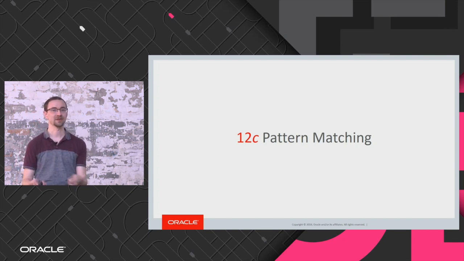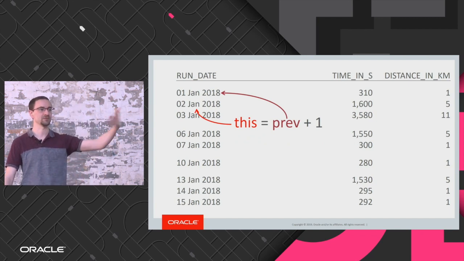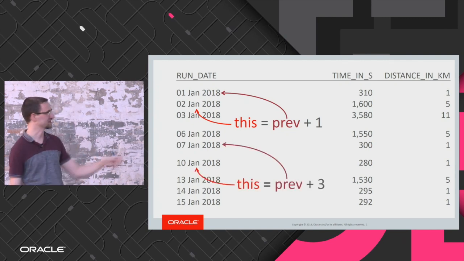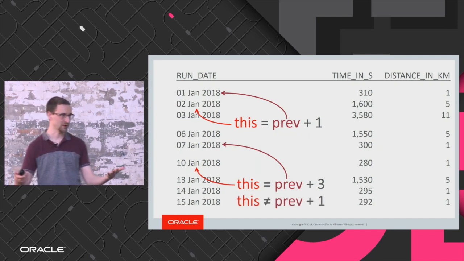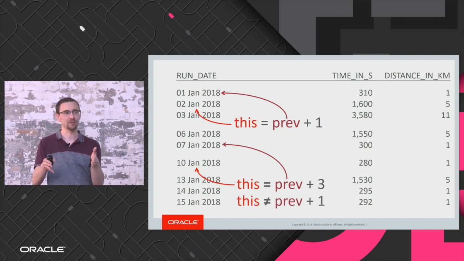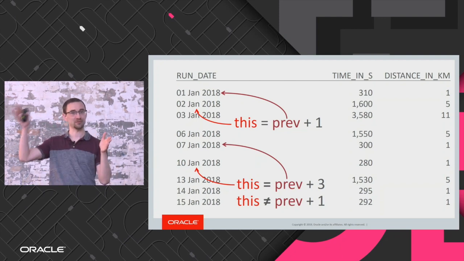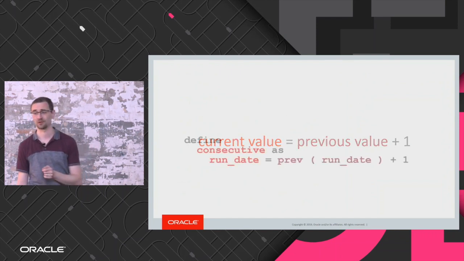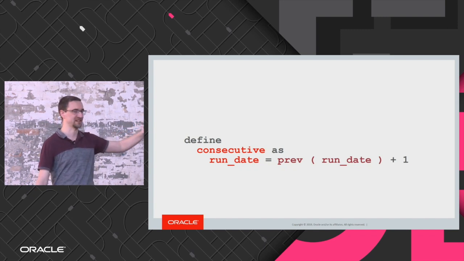So how does this work? Well, first thing we're going to do is define our pattern variable. So we're saying we know the first and the second are consecutive, because if we add one to the first, we get the second. We know the 7th and the 10th are not consecutive, because the gap between them is 3, or more generally, the gap between them is not equal to 1. So this is the pattern variable that we're looking for. We're looking for rows where the current date equals the previous date plus 1. So that's the basis of our pattern variable. We're going to put this in the define clause. So we've defined our variable consecutive.